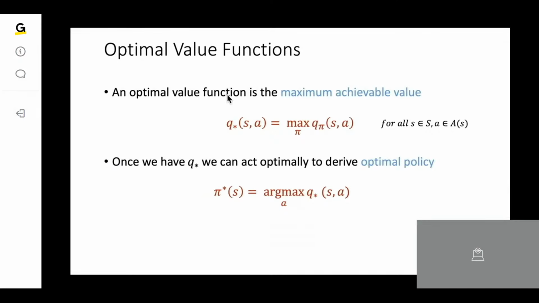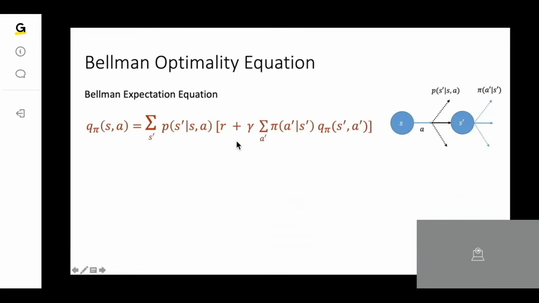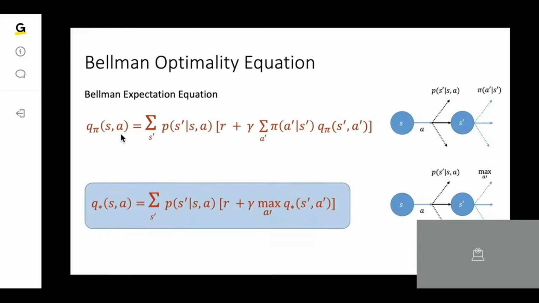Let's look at how to define an optimal value function and how to derive it. The earlier equation we saw, which tells us the action value function, is also called the Bellman expectation equation, because we are taking an expectation over all possible next states, and from the next states we are taking an expectation over all possible actions in order to arrive at the current action value function.